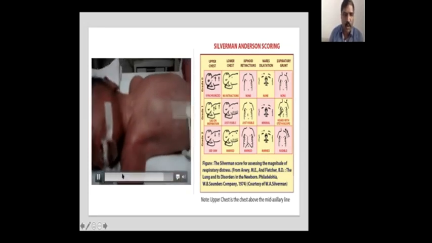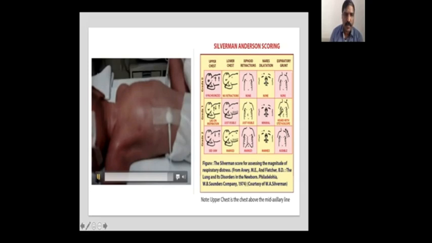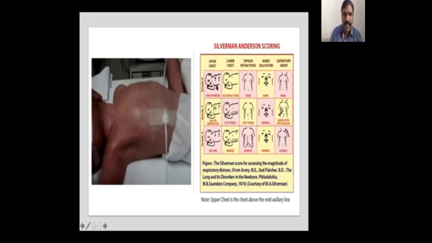Now let us look at what is the Silverman score which this baby has. Looking at the upper chest, over the mid-axillary line, look at the chest and abdomen. In this baby, the abdomen was moving up, the chest was going inside, so the score for this baby is 1. If it's a seesaw type of thing, the score becomes 2, but this baby's score is 1. Now looking at the lower chest, below the mid-axillary line, the retractions. Yes, this baby had retractions, but not reaching up to the axilla. So the score for lower chest is also 1. Baby had some xiphoid retraction, so that also is 1. No retractions is 0, some retraction is 1, and severe retractions is 2.